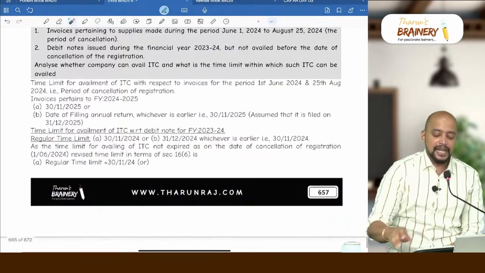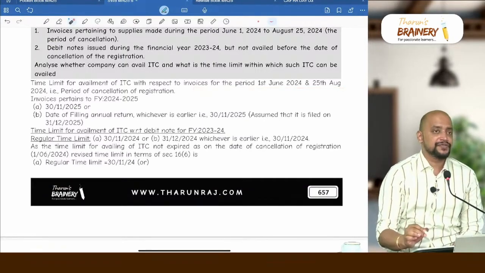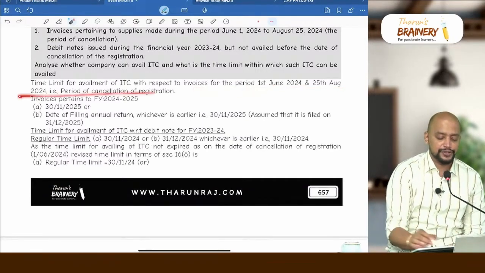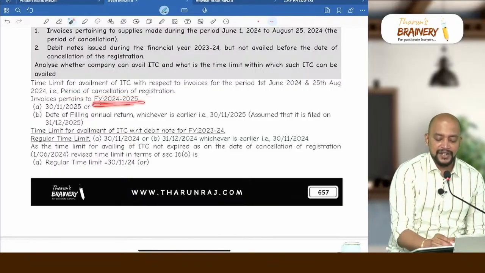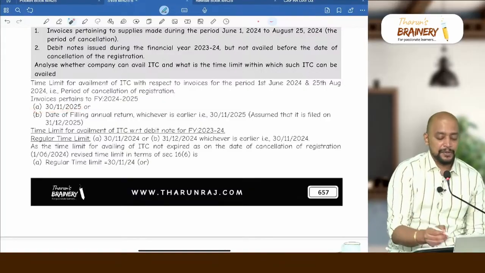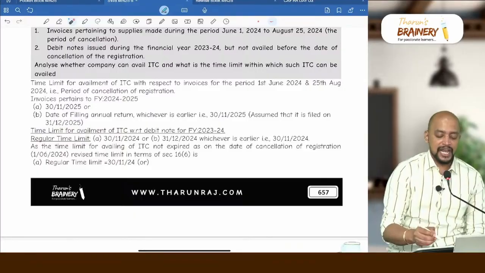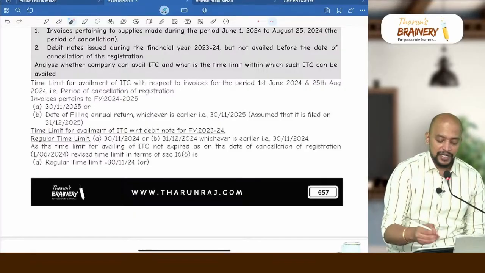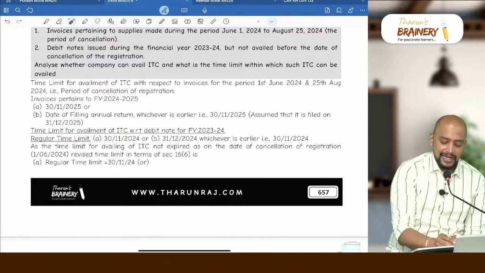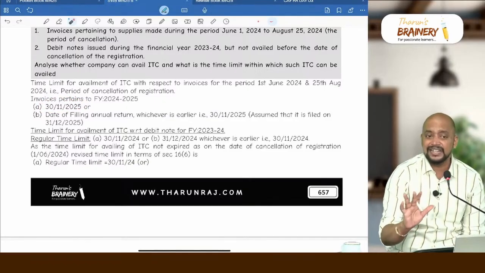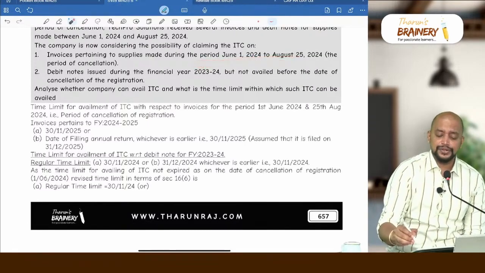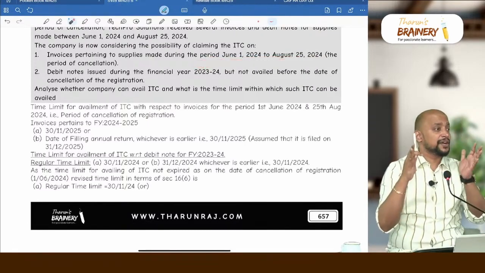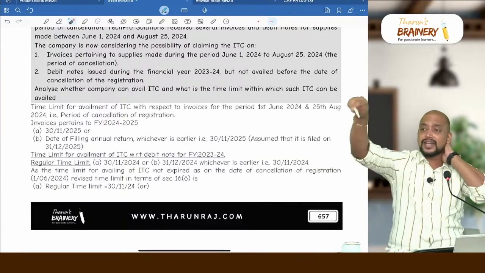That is the answer. Time limit for availment of ITC in respect of invoices for the period 1st June 2024 to 25th August 2024, that is the period of cancellation of registration, and the invoices pertain to financial year 24-25: A, 30th November, or B, date of filing annual return, assume that it is 31st December 2025. So the time limit for availment of ITC will be what? Whichever is earlier. Which is earlier? 30th November 2025. Is it clear? Understood here? This is for the period June 1st 2024 to August 25, 2024, that is the period of cancellation of registration. For this they have not given any amendment.